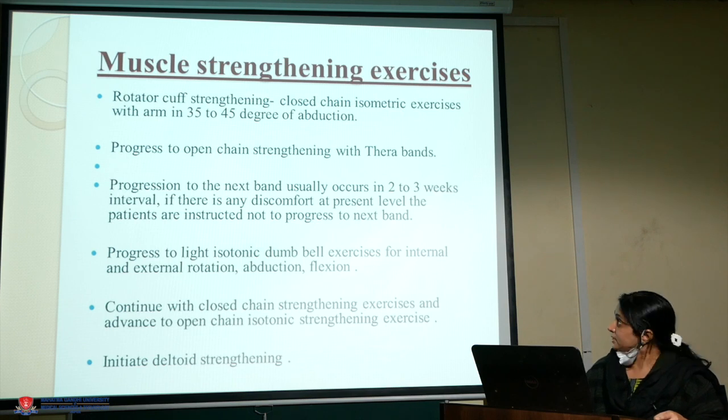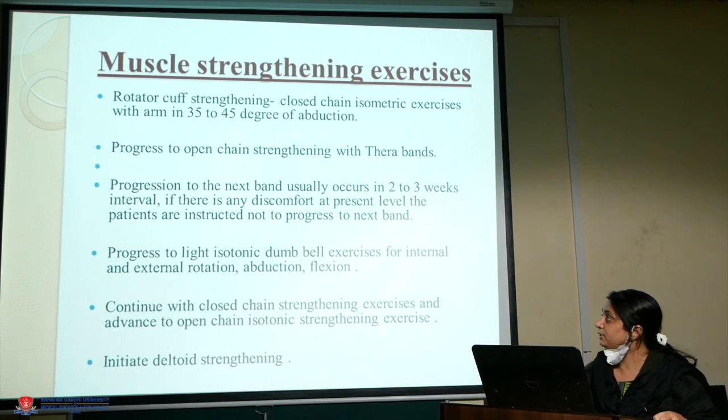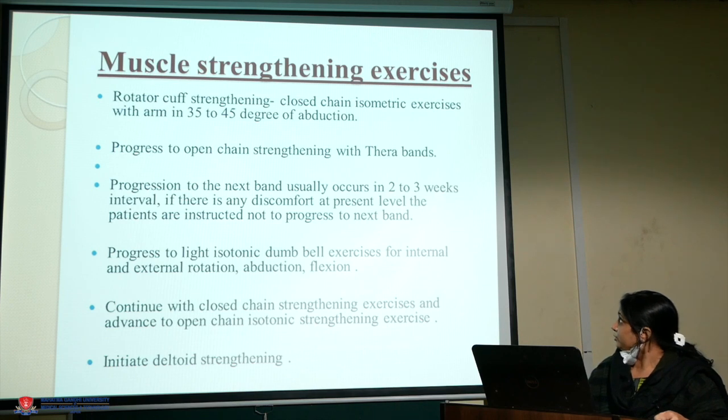The muscle strengthening exercises again include the rotator cuff strengthening, closed chain with the arm in 35 to 45 degrees of abduction, progress to open chain strengthening with TheraBands. The usual progression is at 2 to 3 weeks interval. If there is any discomfort present, the patient is instructed not to progress further.